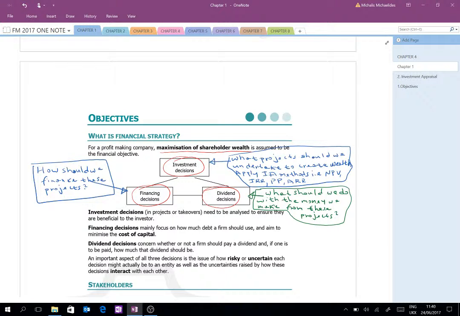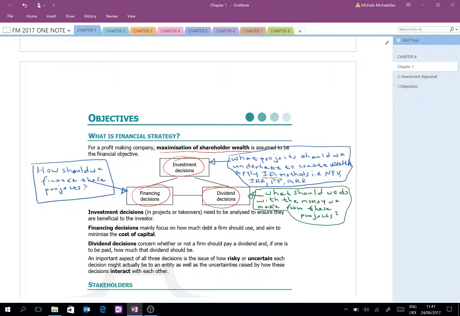So what is the question that we need to address in respect of the investment decision? The answer, of course, is very simple. We need to be able to answer the question, what projects should we undertake to create wealth, to increase, in other words, the wealth of our owners, of our shareholders. And to do that, we need to apply different investment appraisal methods like net present value, internal rate of return, payback, and accounting rate of return.